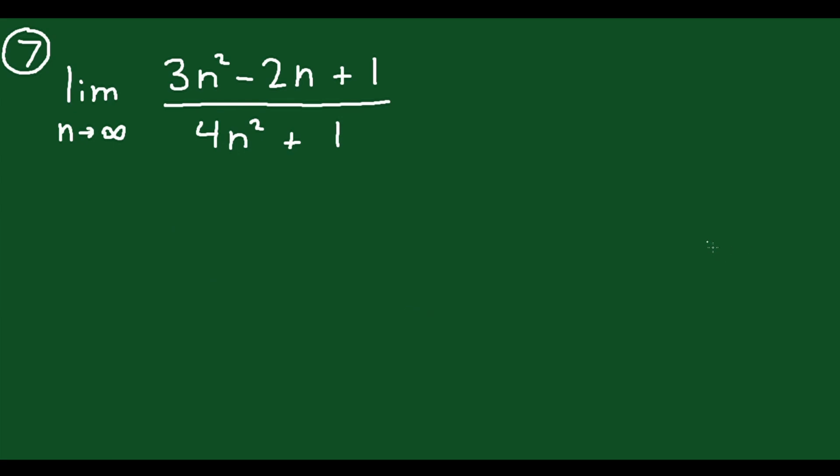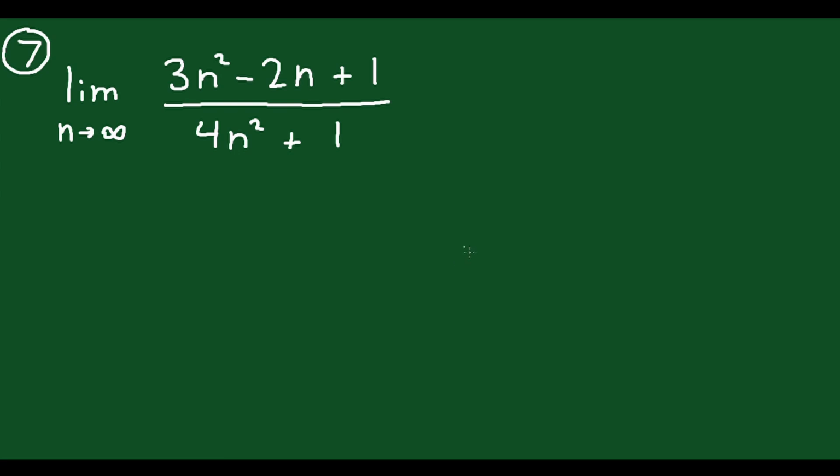Let's say we have the limit as n approaches infinity of 3n squared minus 2n plus 1 all over 4n squared plus 1. Now, if you try to plug in infinity here, it's going to be very confusing what we're dealing with. There's going to be a lot of infinity terms, and we're not really going to be sure how to simplify things. So what can we do?